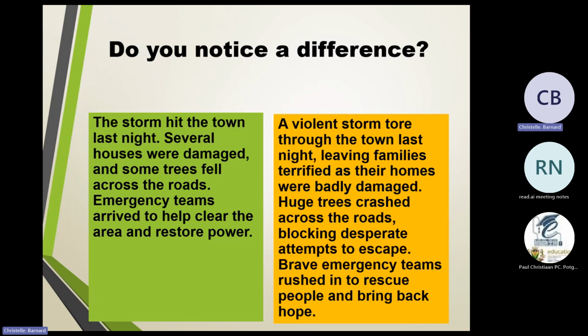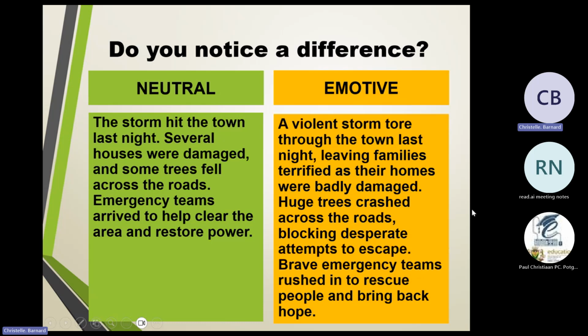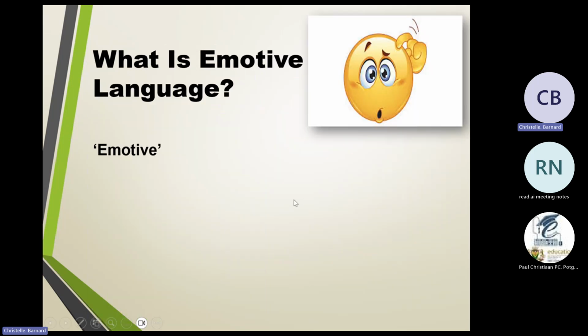So why is the other paragraph much longer? Because we added more descriptive words. We added adjectives and we added adverbs. Now those adjectives and adverbs that we've added to give a clearer picture, to create a more vivid picture, those words are called emotive language. Now the one in the green, the basic one, is neutral, but the one in yellow with the more descriptive words, that is emotive. So what is emotive language?